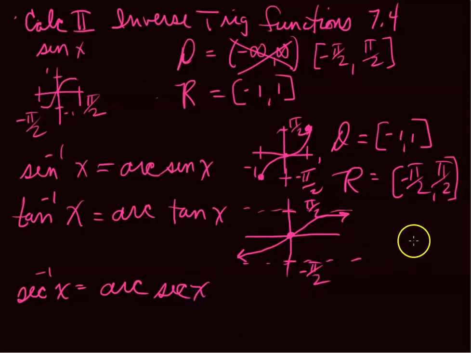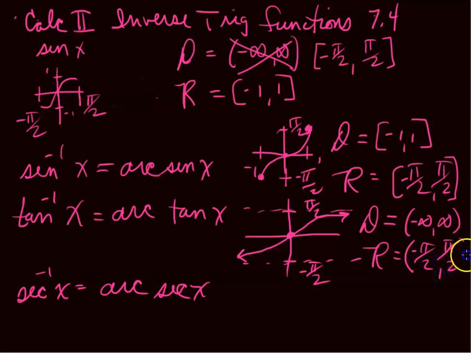Now this one, the domain of this has switched also. Used to be the domain being negative pi over 2 to pi over 2. Now the domain is all the reals from negative infinity to infinity, and the range is negative pi over 2 to pi over 2, but you leave the endpoints off because those are the asymptotes.